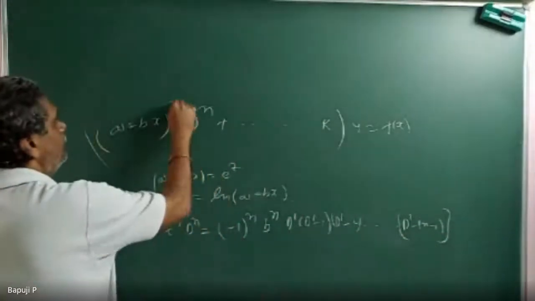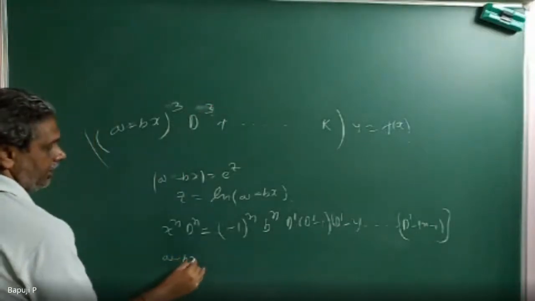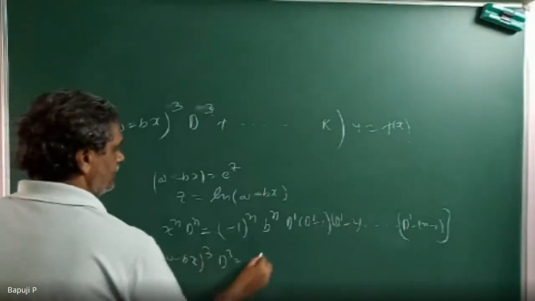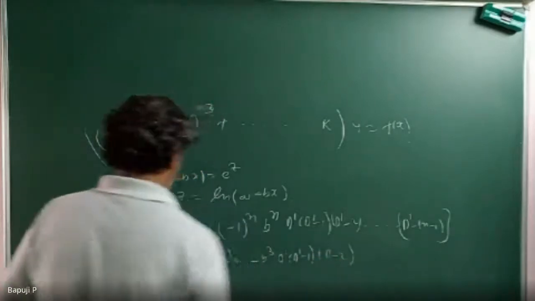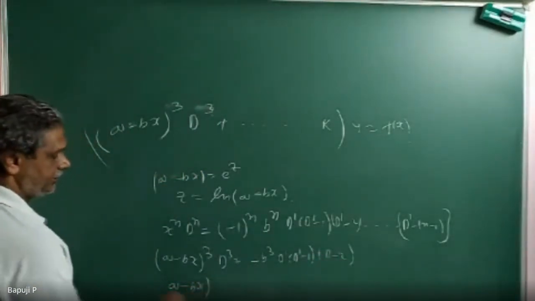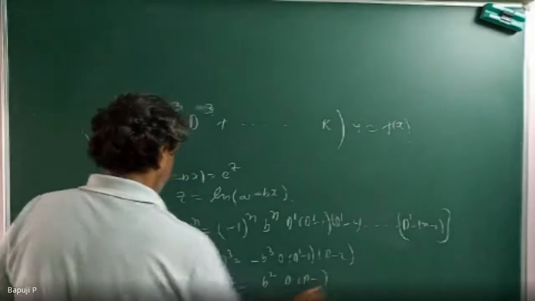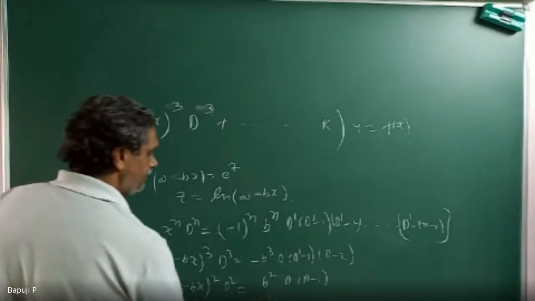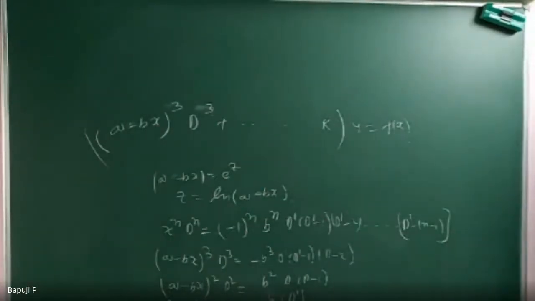Suppose if it is cube, what will you get? Just say a minus bx whole cube, b cube becomes minus 1 power 3, that is minus b cube d dash minus 1 d dash minus 2. Suppose a minus bx whole square, even means always positive, so b square. Then a minus bx into d gives minus b d dash. You can remember this. So the linear shape you can remember like this. Just note down if you want.